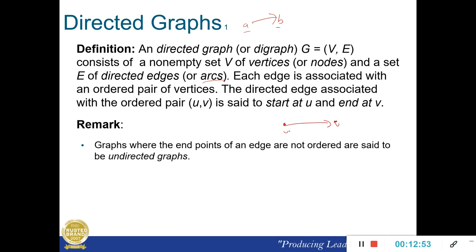In an undirected graph, an edge can either start at u and end at v or vice versa. So the important point is that a graph where the endpoints of an edge are not ordered is said to be an undirected graph.